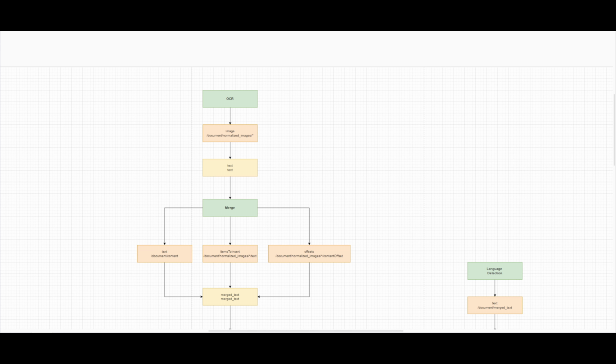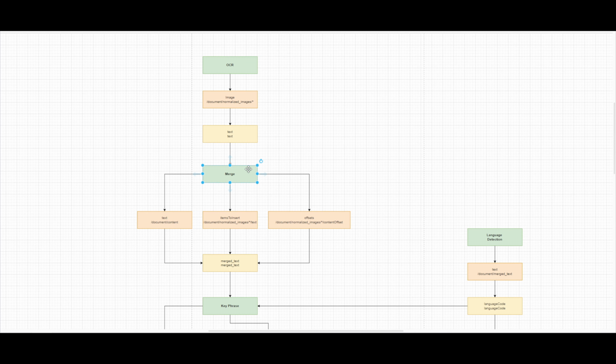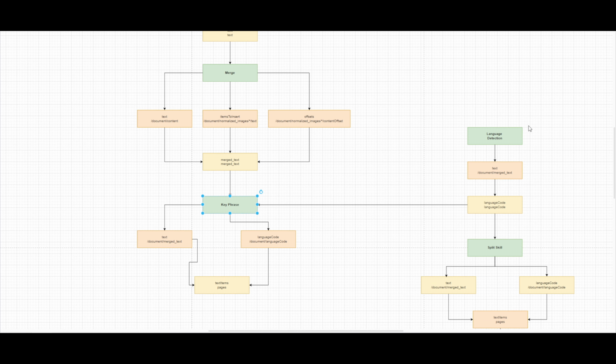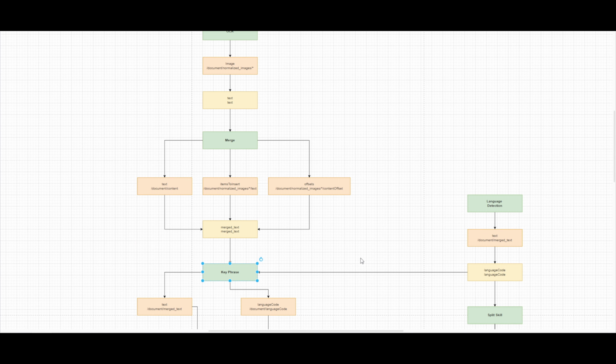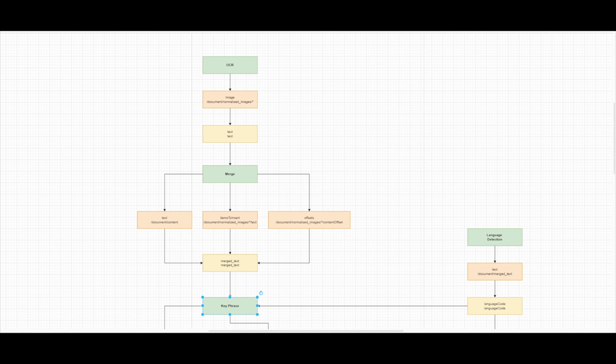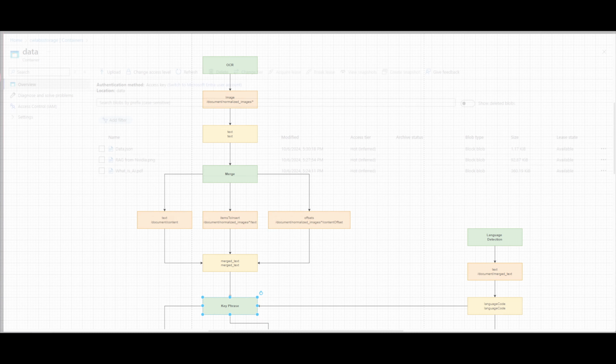So with that in mind, let's take a look at what we are going to be doing in today's lab, and the steps we are going to follow in order to implement a skillset pipeline. For today's lab, we are going to include a couple of the different skillsets that are already available. So let's take a look. The pipeline we are going to be building will include the OCR, the merge operation, key phrase, language detection, split skill, and also the entity recognition.